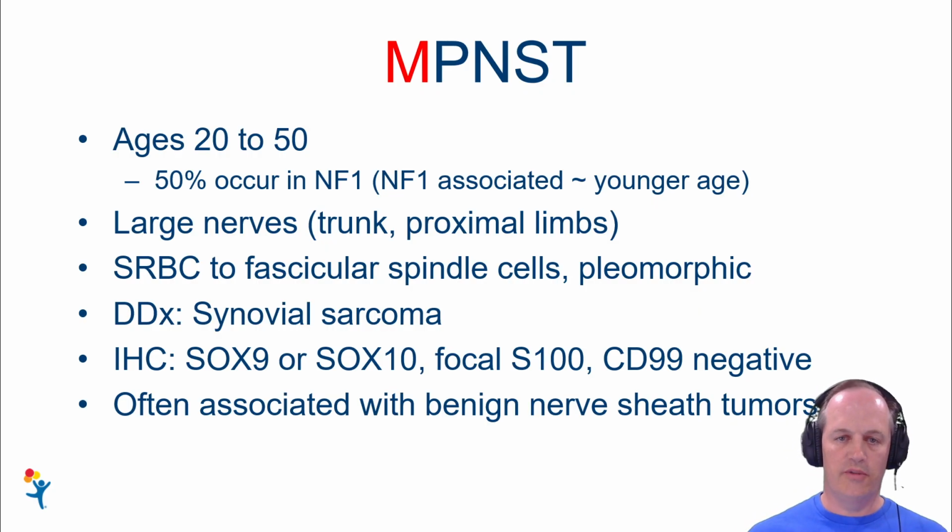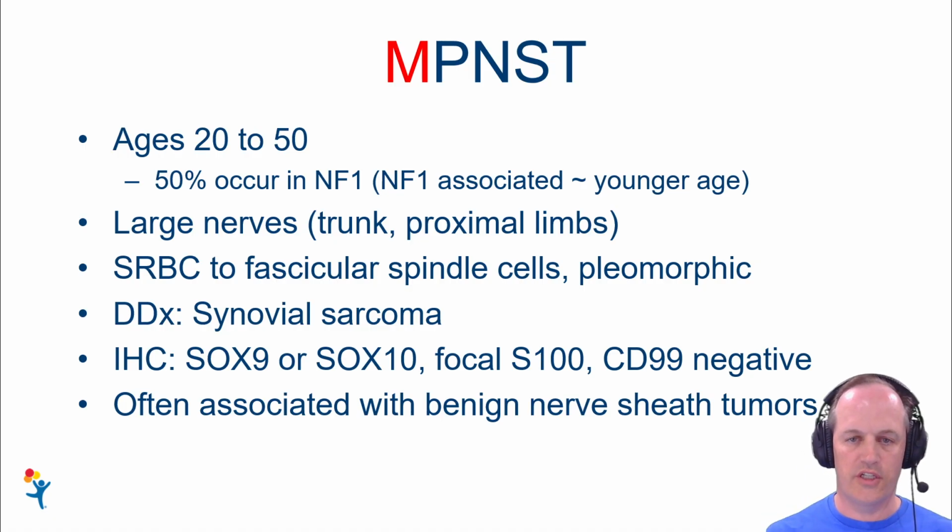But synovial sarcoma can have a lot of different degrees of fascicular differentiation, so there can certainly be some overlap with MPNST if you don't have good glandular elements. Immunohistochemically, MPNST is going to pick up neural markers like SOX9 and SOX10. It's going to have a little bit of S100 that hopefully will tell you it's got some neural differentiation. And it's going to have no CD99. That's going to be helpful in distinguishing it from other things.